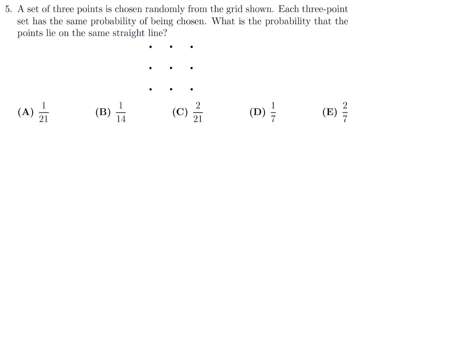A set of 3 points is chosen randomly from the grid shown. Each 3-point set has the same probability of being chosen. What is the probability that the points lie on the same straight line?